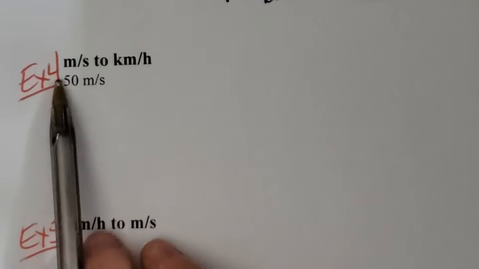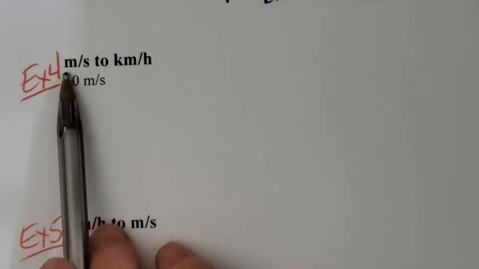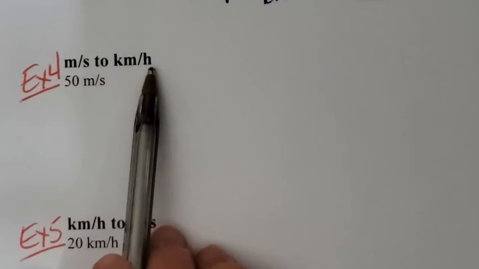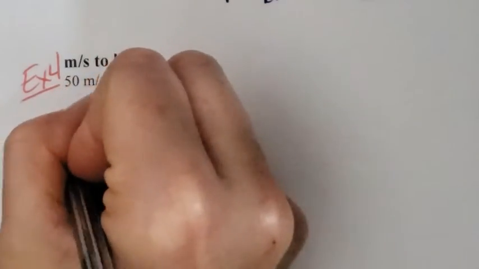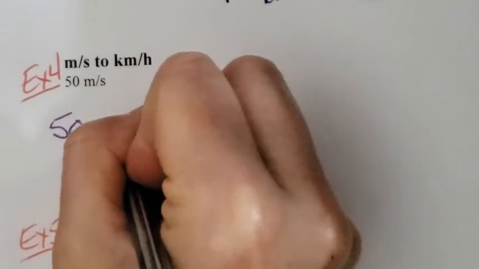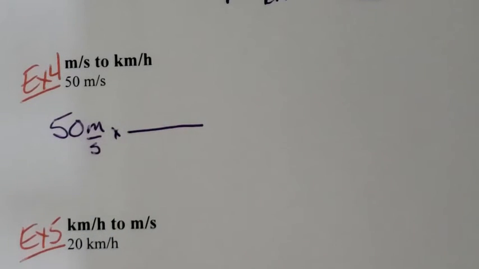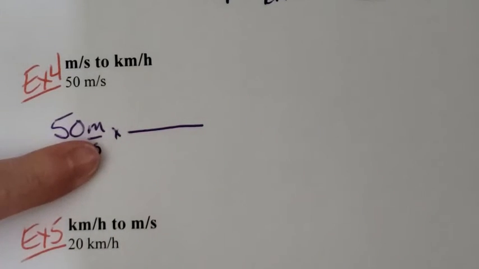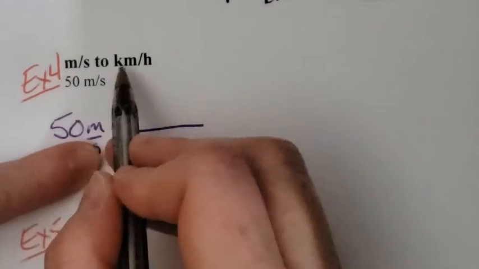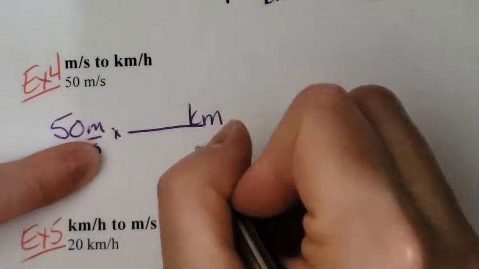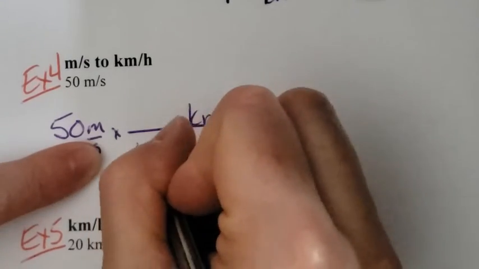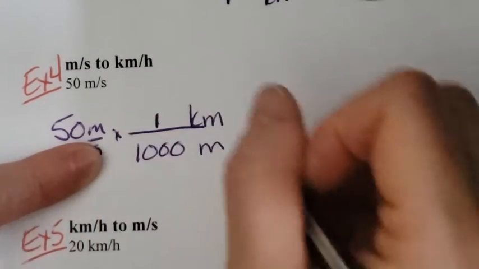Example number 4. These are the tricky ones where we have to change 2 things. I want to go from meters per second to kilometers per hour. So not only am I changing the distance part, but I'm also changing the time part. So we start it like we always do. You write down 50 meters per second, and we're going to multiply it by something just like before. I want to start with just the meters, the numerator. Instead of meters, I want kilometers. I write down kilometers. To make the meters disappear, I need to put it in the denominator. I know there's 1,000 meters in 1 kilometer.